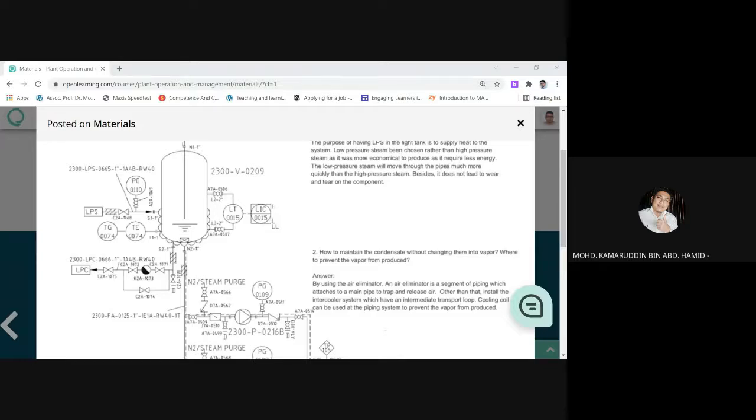So how does this thing operate? When we are talking about self-regulated or self-control, there must be something that you need to compare. There must be some comparison. Sama juga macam control loop. How we do the automation in a control loop, because we have a set point and we have something to compare. If it's not the same, then you need to do some action.